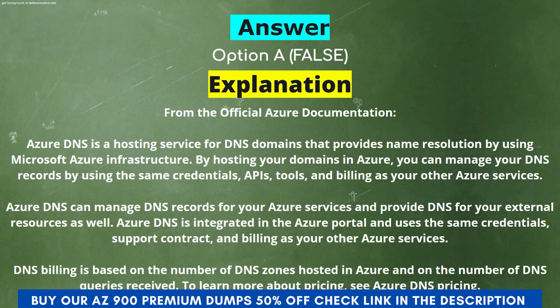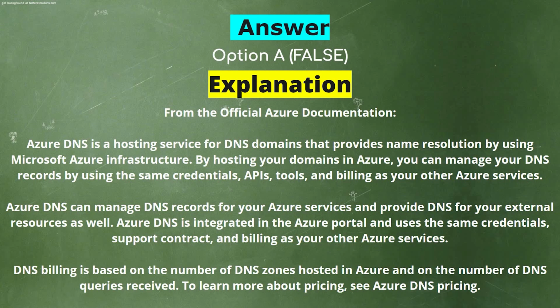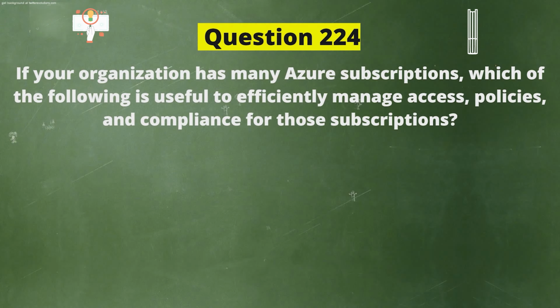Azure DNS is integrated in the Azure portal and uses the same credentials, support contract, and billing as your other Azure services. DNS billing is based on the number of DNS zones hosted in Azure and on the number of DNS queries received. To learn more about pricing, see Azure DNS pricing. Next question. If your organization has many Azure subscriptions, which of the following is useful to efficiently manage access, policies, and compliance for those subscriptions?